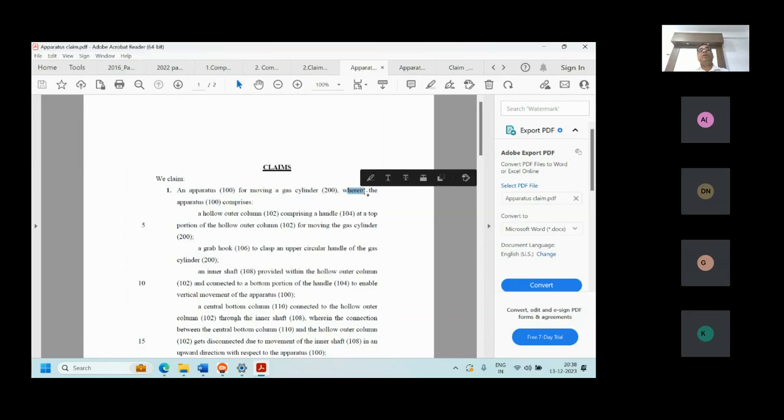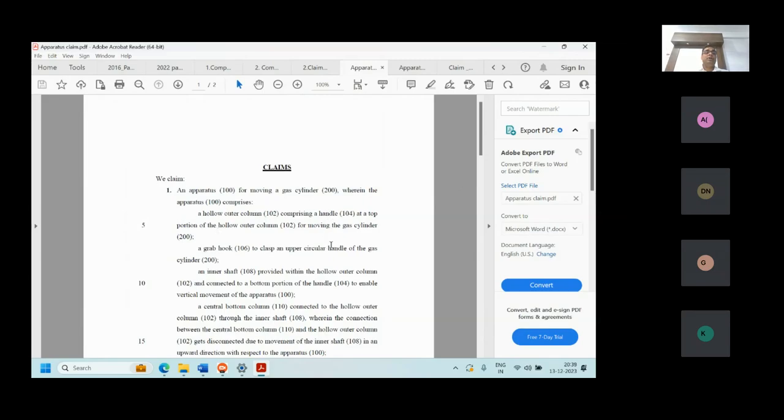You should not write wherein; even then it is an apparatus for moving a gas cylinder, the apparatus comprises, finished. Or comprising. Had you written only this, for moving a gas cylinder, why are they using an apparatus again? Because they have used this object, so they don't want to confuse you with a gas cylinder. That's why they are again using apparatus. Because otherwise you would say a gas cylinder comprises. No. So for removing the doubt, they have used an apparatus wherein the apparatus comprises. Had they removed the wherein the apparatus comprises, that would also have done.